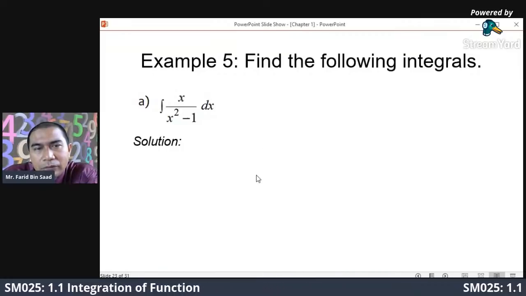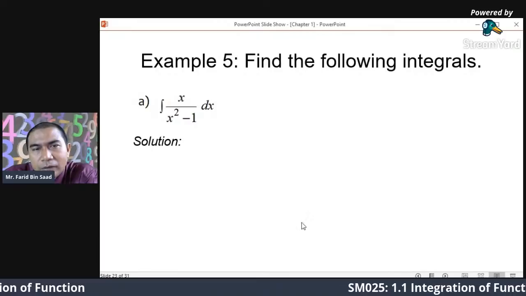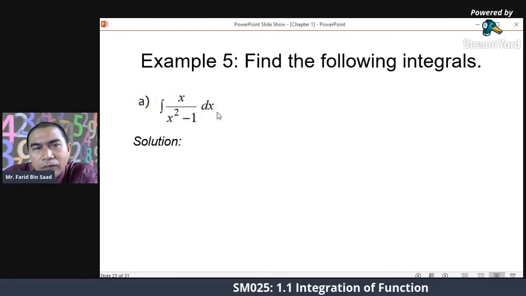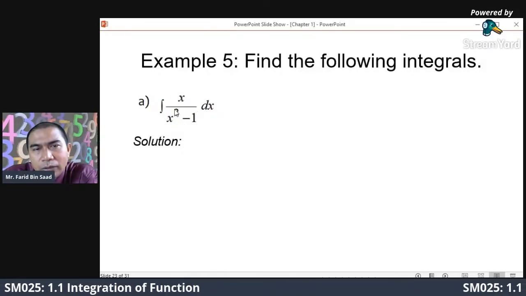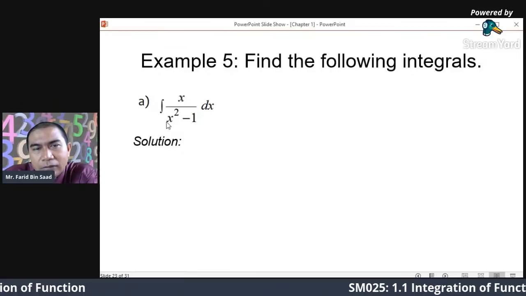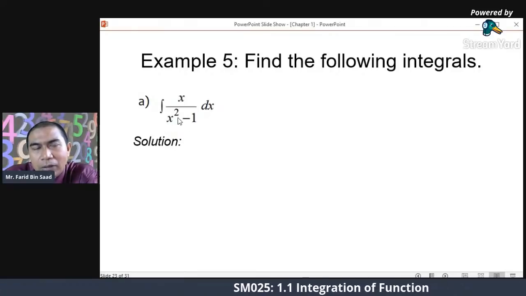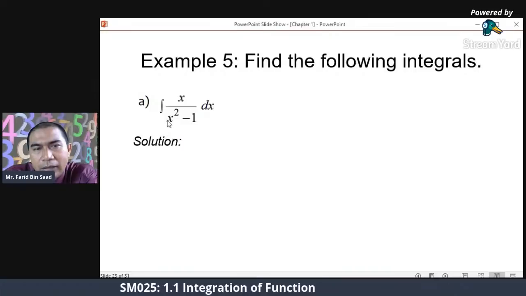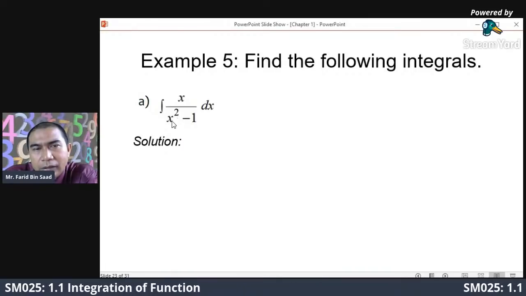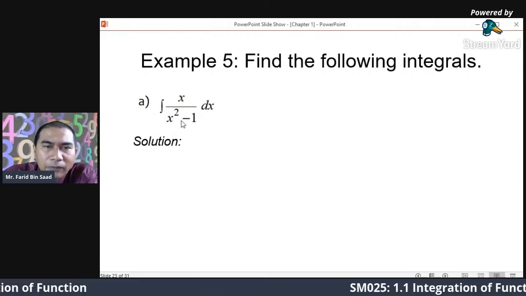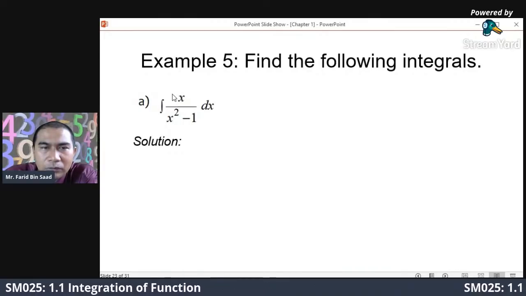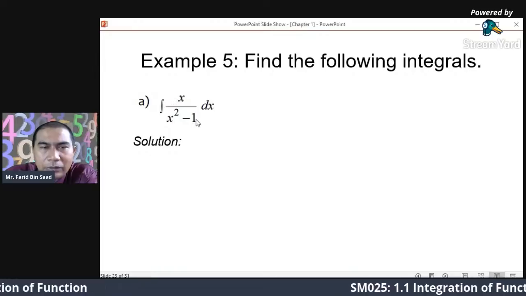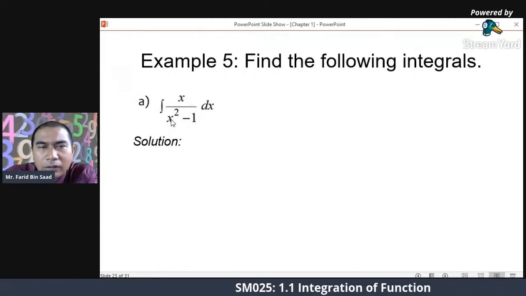If we look at x over x squared minus 1, if you want to use the form f prime x over f x, f x here is x squared minus 1. If we differentiate it, f prime x, we get 2x. That means if you want to use the f prime x over f x formula, we have to add 2 here. But if we only put 2 in front of x, we already changed the question.